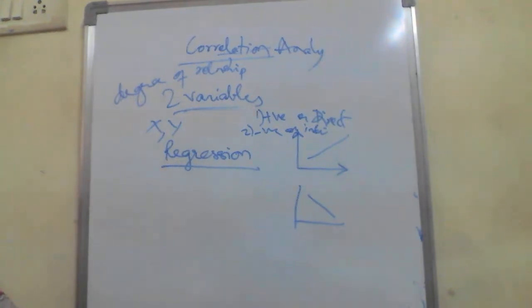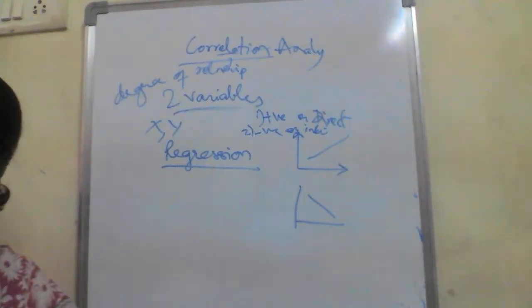These are some types of relationships, and in the last class I have given you the Karl Pearson coefficient of correlation. That is, I have sent you the formula and problem. One more type of correlation is the Spearman rank correlation coefficient. For these two I have given you the formulas and problems.